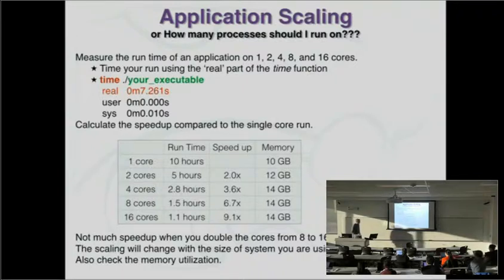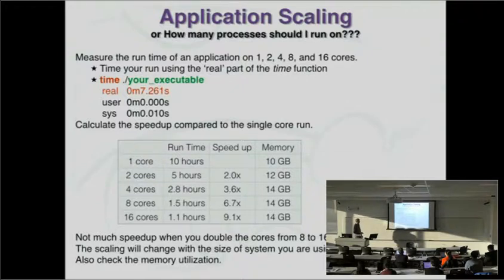And this is just a sample. Let's say on 1 core it took 10 hours, on 2 cores it took 5 hours. Well, that's awesome. That's a 2x speed up on 2 cores. But if you run it on 4 cores and it takes 2.8 hours, that's less than ideal scaling, but it's still pretty close. 3.6 times, we would like to see it at 4, but that's very reasonable.